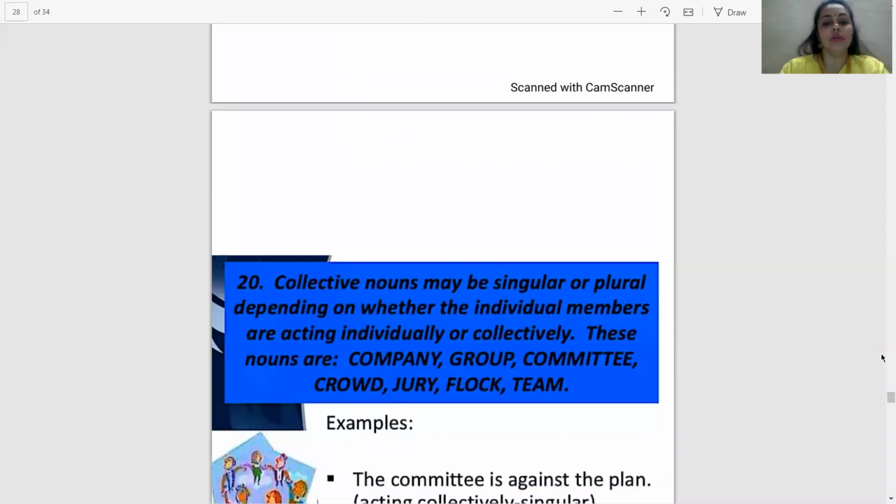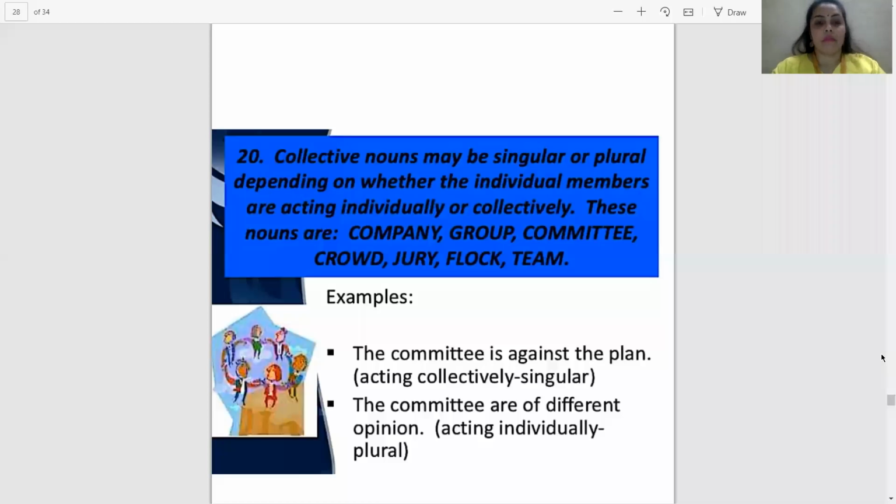The 20th rule is collective nouns. Now I hope you know what collective nouns are. A collective noun is a group or a whole class taken together collectively. Like we say army. Army becomes a group of soldiers. Constellation, a group of stars. Crowd, a group of people. Bouquet, a bunch of flowers. When flowers are put together, it becomes a bouquet.